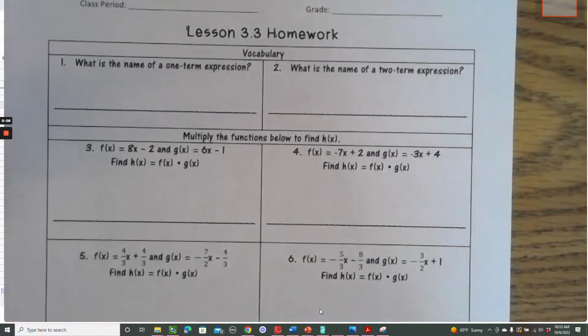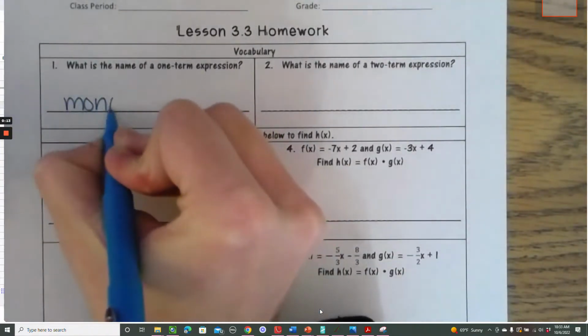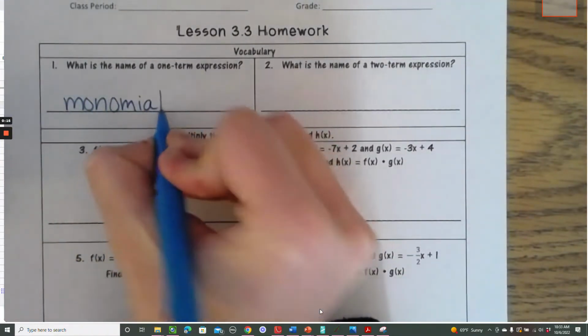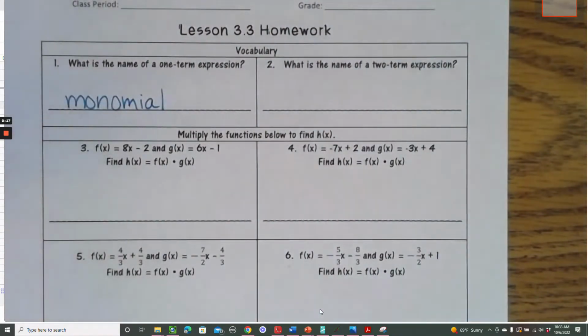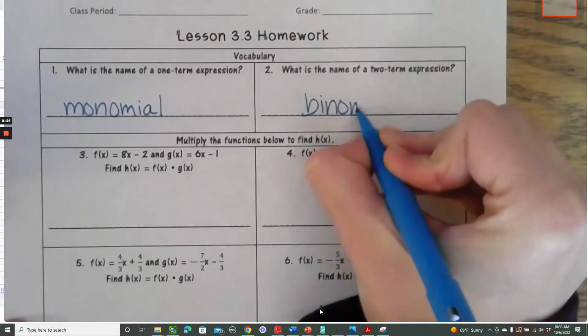Number one, what's the name of a one-term expression? That is a monomial. So what's the name of a two-term expression? Binomial.